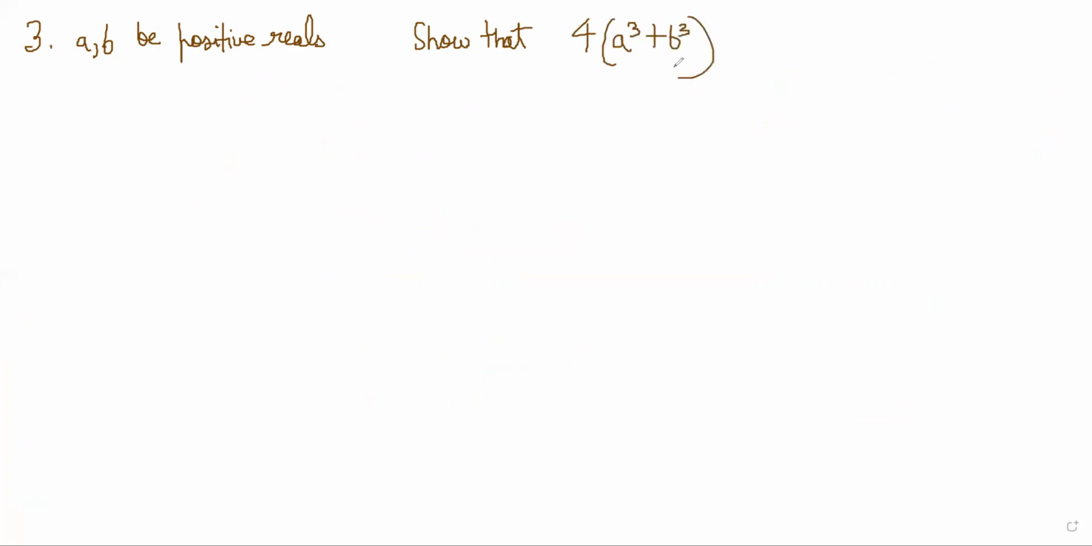So the third question is, let a, b be positive reals. We have to show that 4 times (a cube plus b cube) is greater than or equal to (a plus b) whole cube.